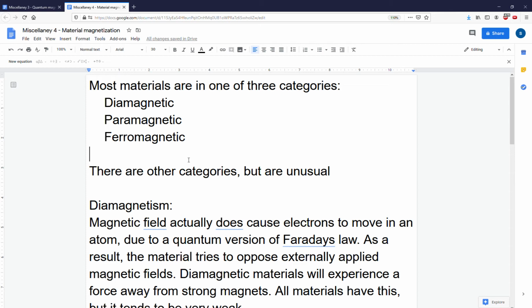There are, among other things, ferrimagnetic, superdiamagnetic, superparamagnetic, and a bunch of others which, if you really want to know, go ahead and check Wikipedia. But these are the most common for everyday materials. And all of these are governed by quantum mechanics, so things will get a little weird. So let's start with diamagnetism.